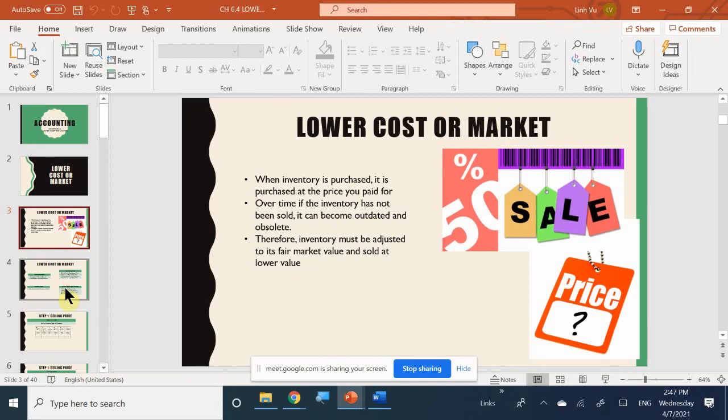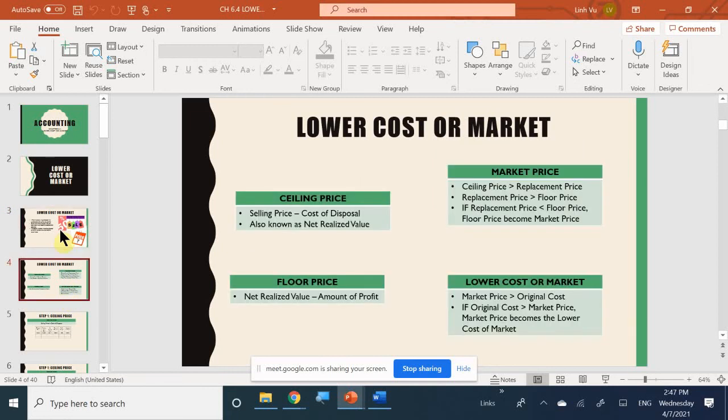All right? So with that being said, we are introduced to 4 concepts. We have to know what the ceiling price is. We have to know what the floor price is. We got to figure out what the market cost is. And then we got to figure out which one's lower, the original cost or the market cost.